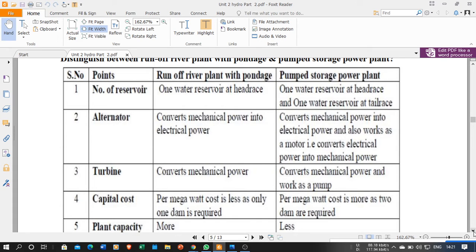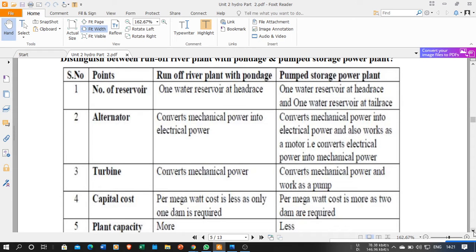So in case of pump storage power plant, we will get both conversions, mechanical to electrical as well as electrical to mechanical. In case of runoff river plant, the turbine converts mechanical power. And in case of pump storage power plant, the turbine converts mechanical power as well as electrical power into mechanical power. It will pump the water from the lower level to the upper level also.